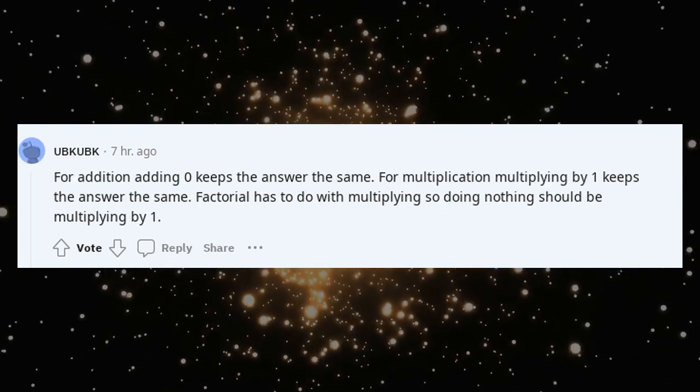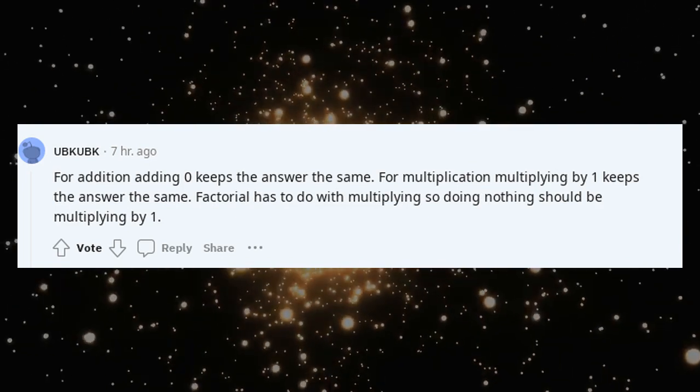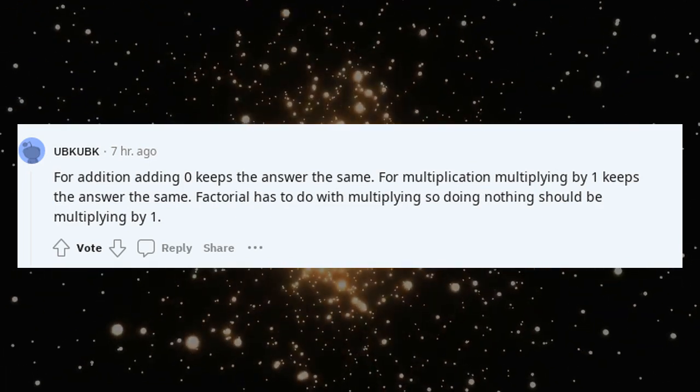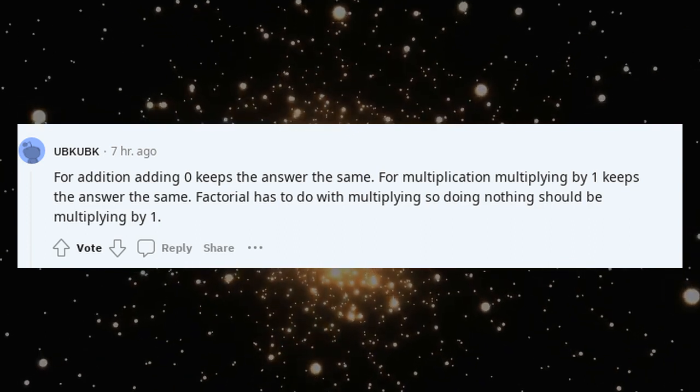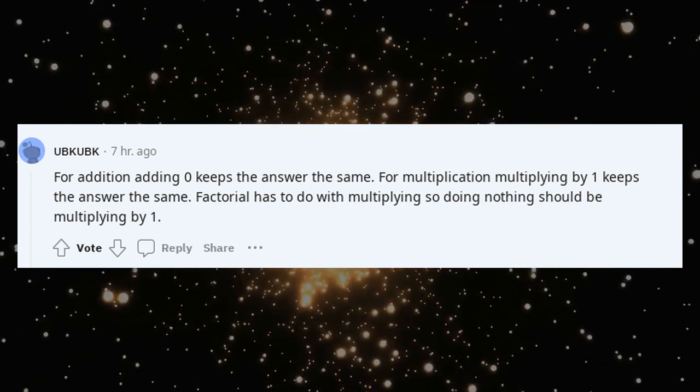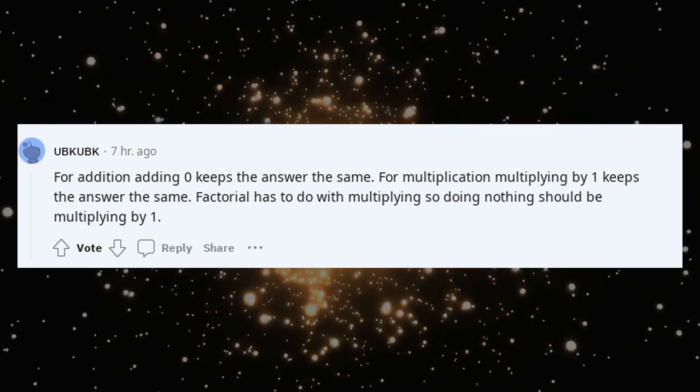For addition, adding 0 keeps the answer the same. For multiplication, multiplying by 1 keeps the answer the same. Factorial has to do with multiplying, so doing nothing should be multiplying by 1.